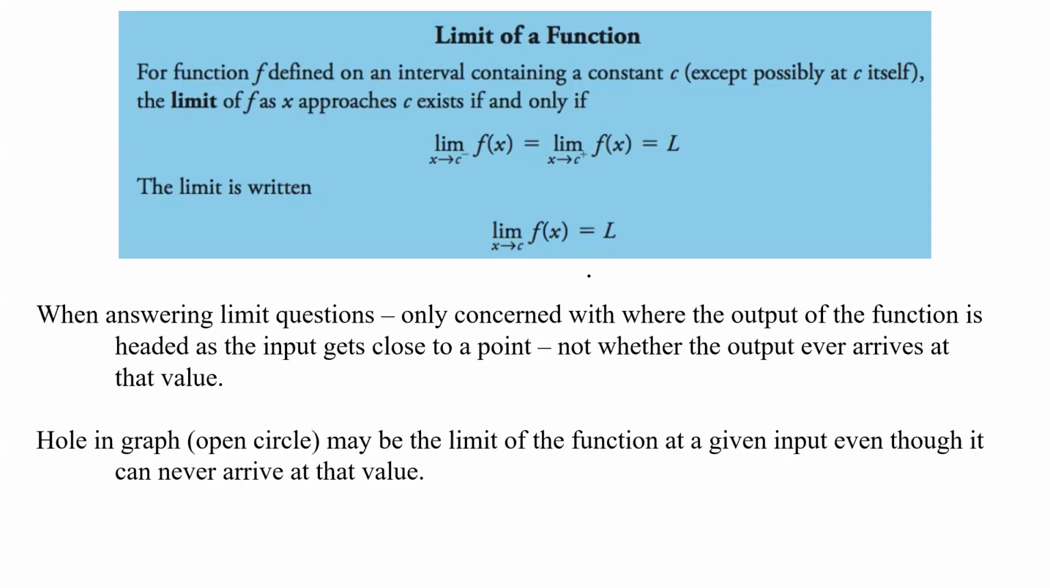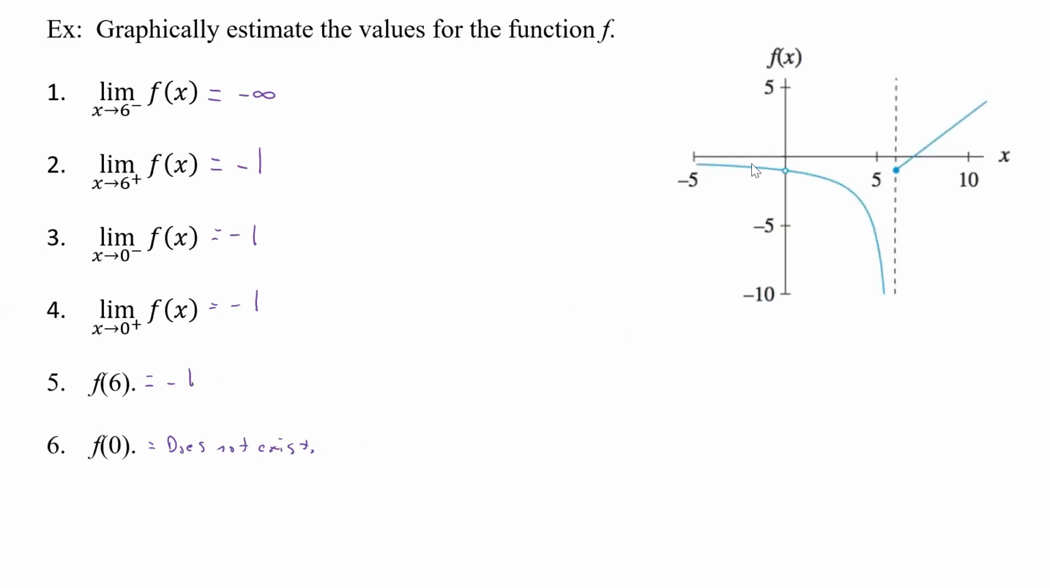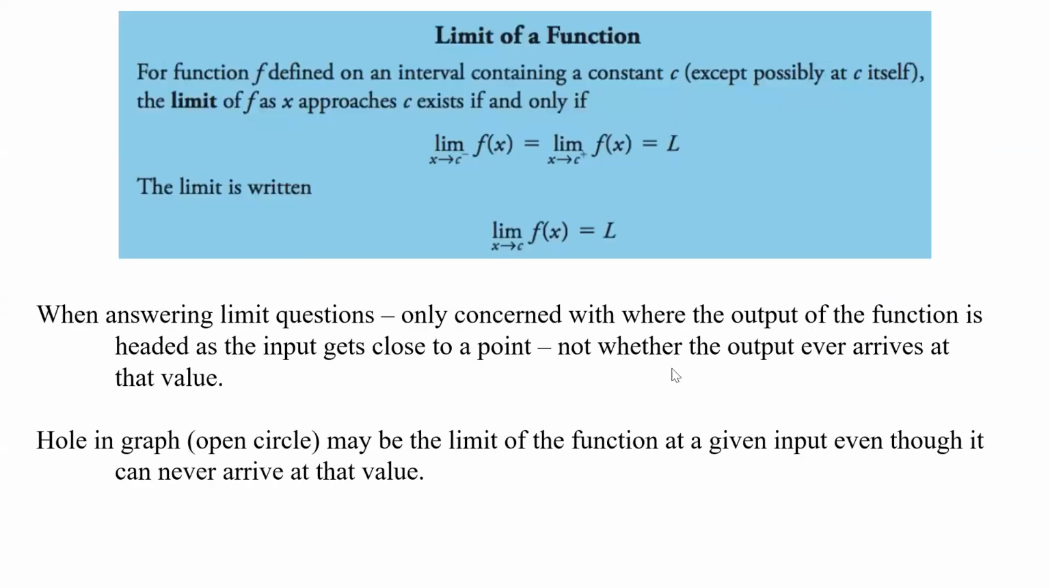Now when answering limit questions, we are only concerned with where the output of the function is headed as the input gets close to a point, not whether the output actually ever arrives at that value. So, on the case over here, as we went to the 6 from the left, it's going to negative infinity, and so that was what our limit was. Whereas this one, we actually hit a value of -1. So that's the key. It doesn't always have to arrive at that value. It's just headed in that direction. It gets very, very close.